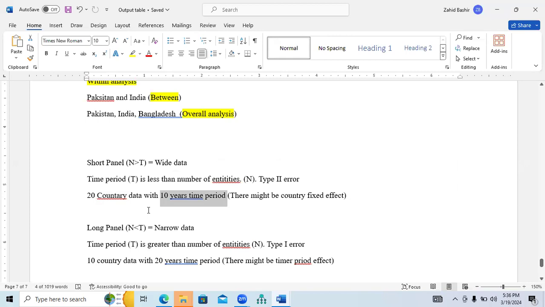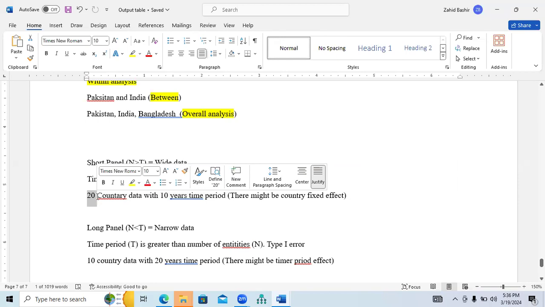In case of unbalanced panel, the countries may not have the 10 years time period data. Some countries have 5 years time data. Some countries have 10 years time period data. Some countries have 15-year time period data. And some of the countries may have 20 years time periods data. So when the data is not available for the same time period for all the countries, it becomes unbalanced panel data.